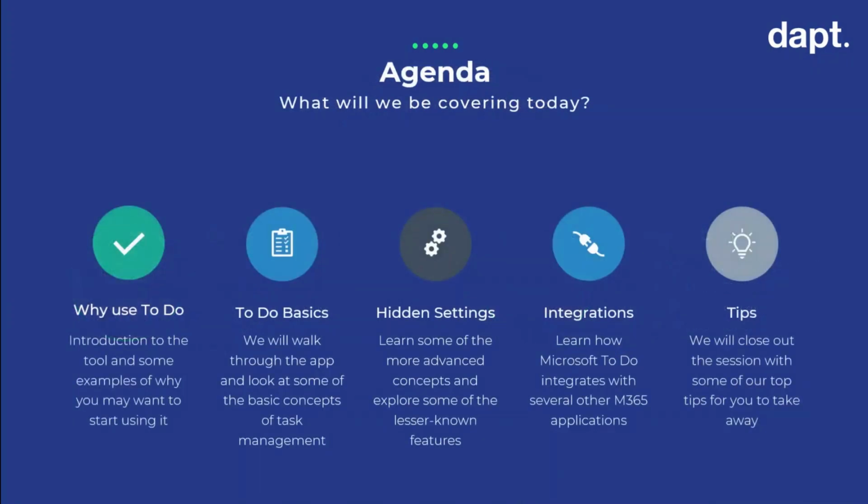Okay, so let's jump into it. First off, let's have a quick look at the agenda for today. We're going to have a quick overview of why you may want to use Microsoft To Do. We'll then jump into the actual application itself. We're going to be looking at the desktop application today, but it is available on your mobile phone as well. It's also available in the browser too. So similar sorts of features on both versions, but for today we're looking at the desktop application.